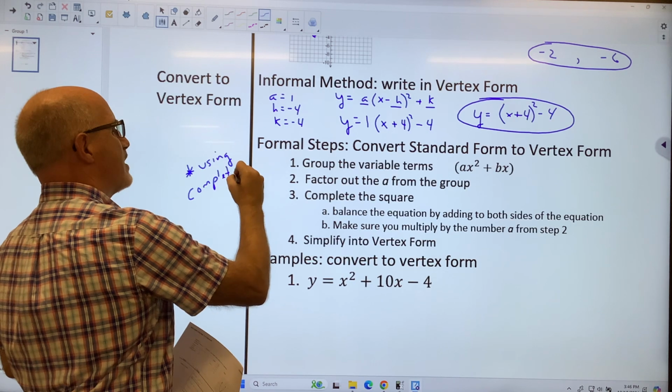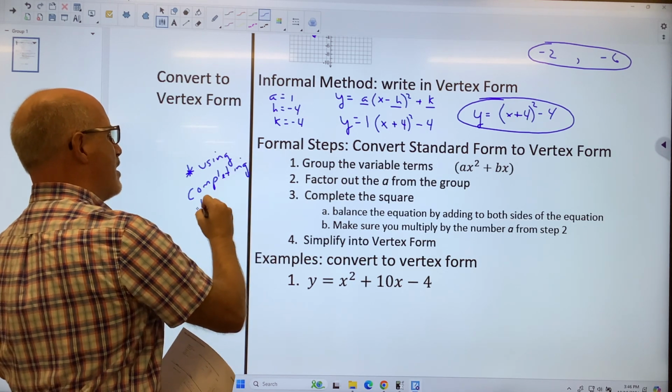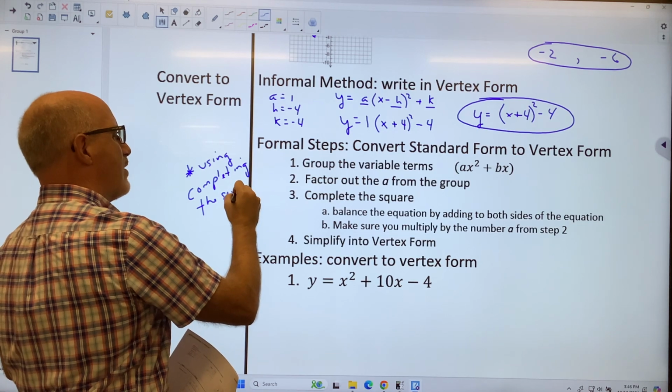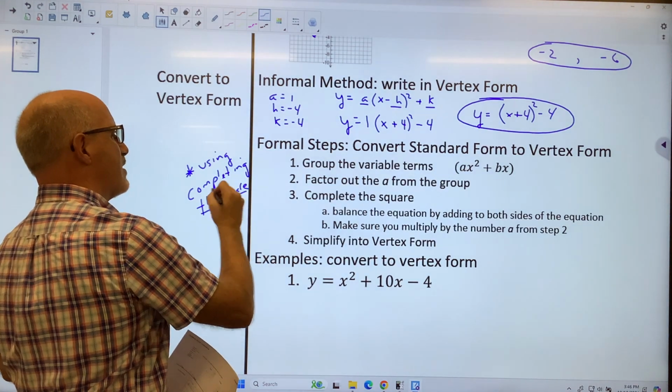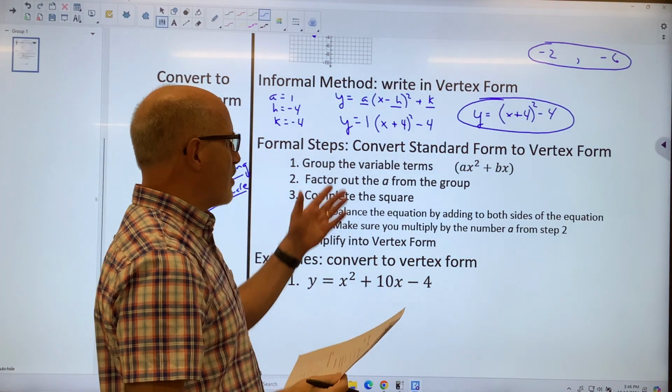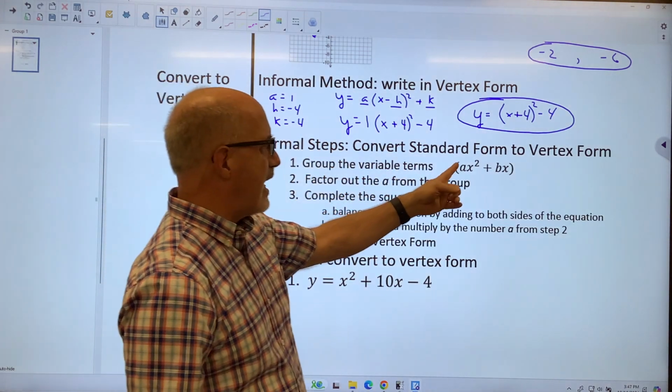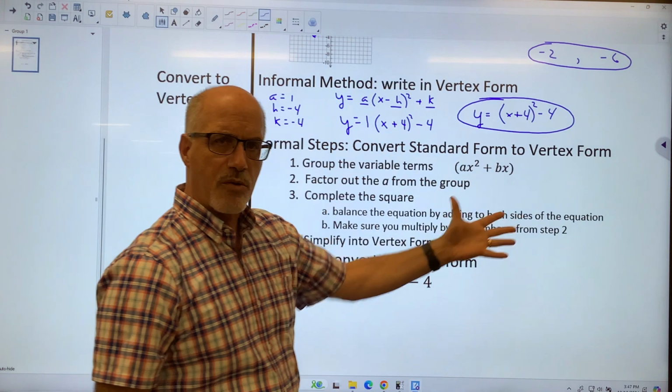So it's going to be very similar to what we did for solving, but it's going to have some extra pieces to it. So be aware that some things are a little bit different for that. So let's look at these steps. The first step is going to be to group the variable terms together. The x squared term and the x term get grouped together.